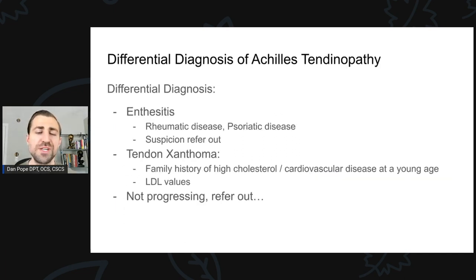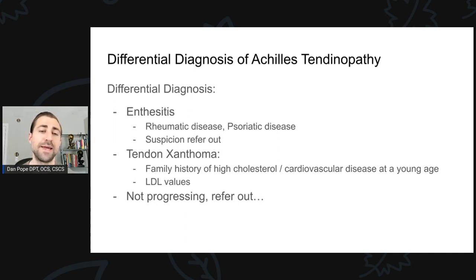Let's talk about some differential diagnosis of Achilles tendinopathy. So if you have pain around the Achilles, there's a chance you might not be dealing with a standard Achilles tendinopathy. So what do we have to be on the lookout for? Well, the first one is enthesitis, okay? Now, if someone has a history of some sort of rheumatic disease or psoriatic disease, that should get you thinking maybe this is not your garden variety Achilles tendinopathy. If you have suspicion of that, you refer out, okay?